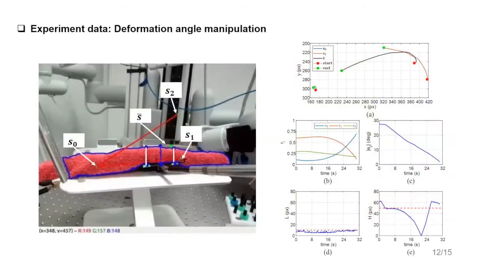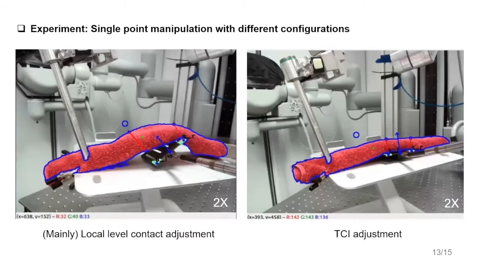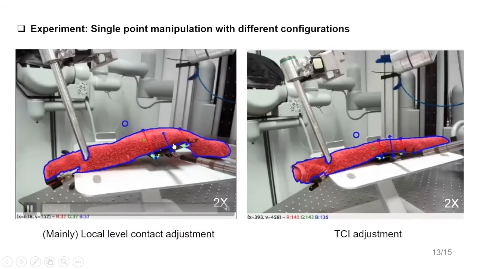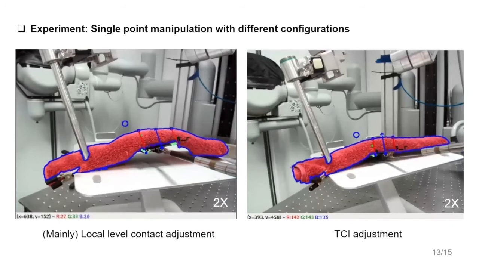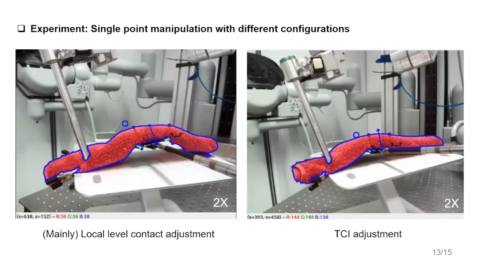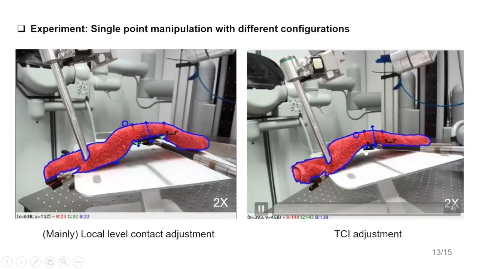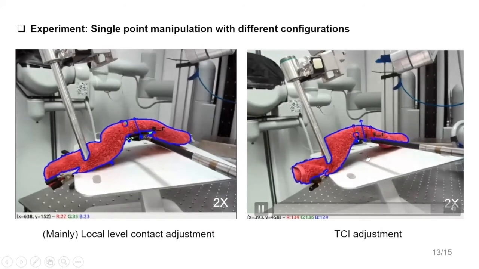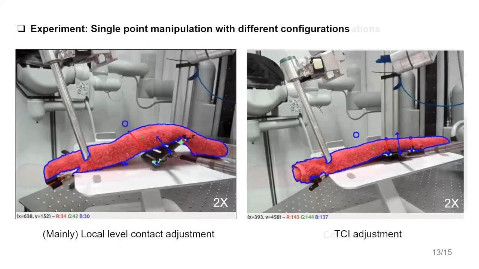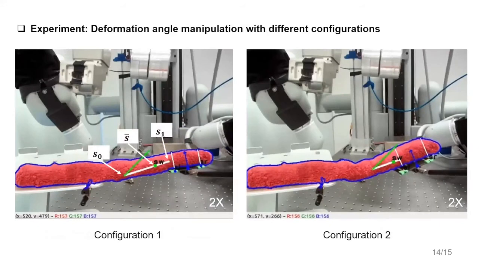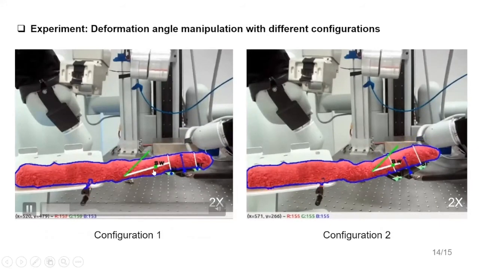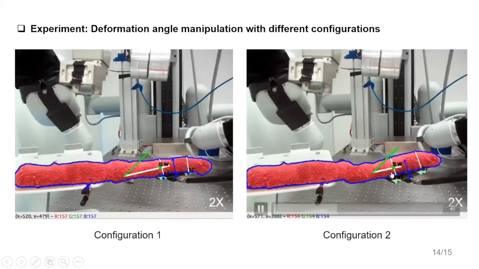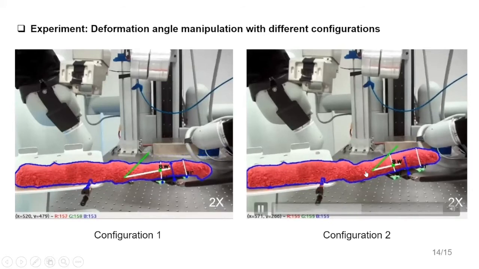There's some data. The following videos mainly show some contact adjustment processes in the task. We can see that before the manipulation starts, the robot will rotate a little bit to establish a valid physical contact or slide along the object to reach a qualified placement and then start the manipulation. This is for the single point feature, and this is for the angle feature. It first slides a little bit or rotates a little bit and then starts manipulation.